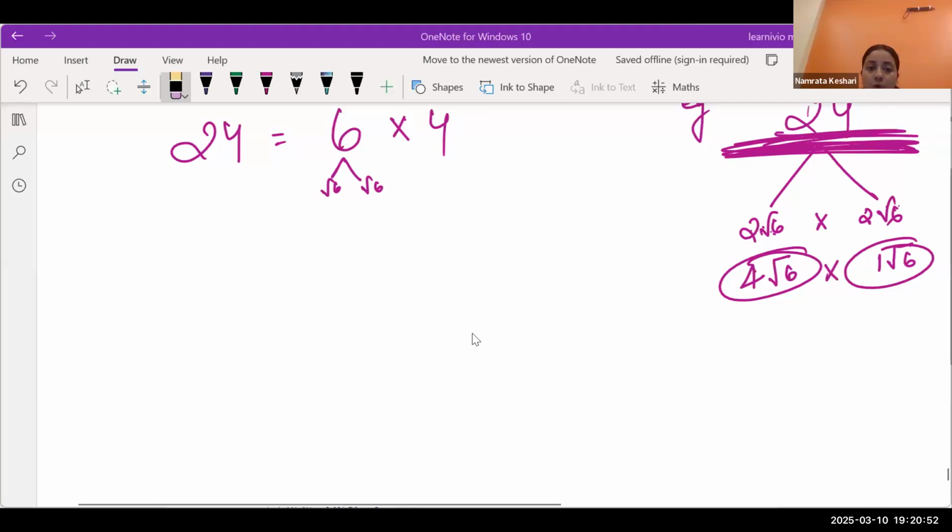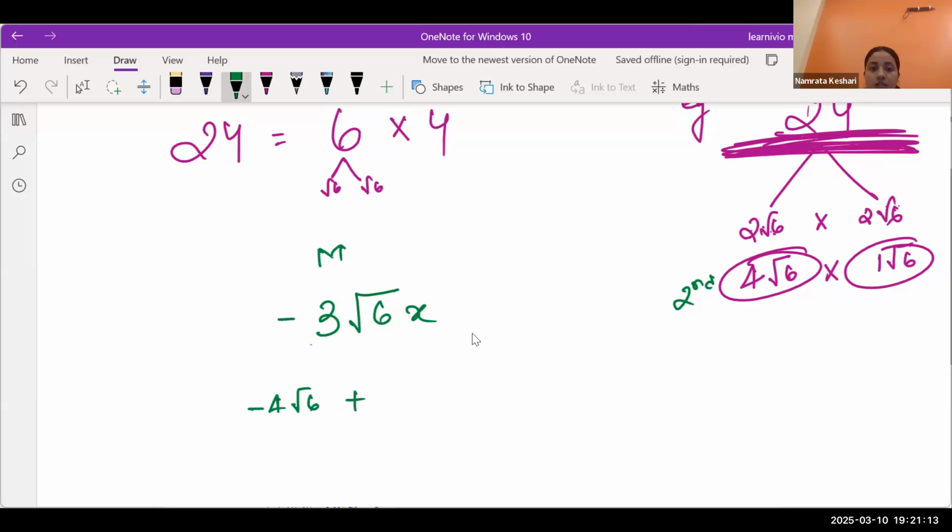हमारा जो मिडिल टर्म होगा Rayyan, वो कुछ ऐसा दिख रहा होगा, minus 3 root 6 x. Okay, the middle term. I'm just talking about the middle term. Maybe it will look like this. तो हम ये सेकंड सिचुएशन लेंगे. Okay, that minus 4 root 6 plus just 1 root 6 x or just root 6 x. Getting it, Rayyan?